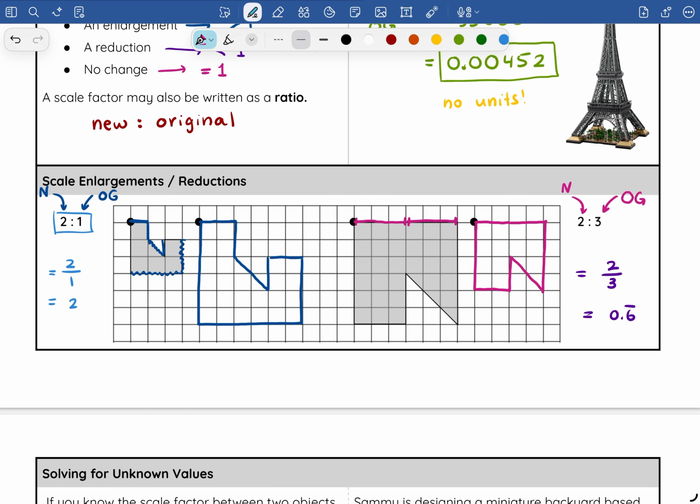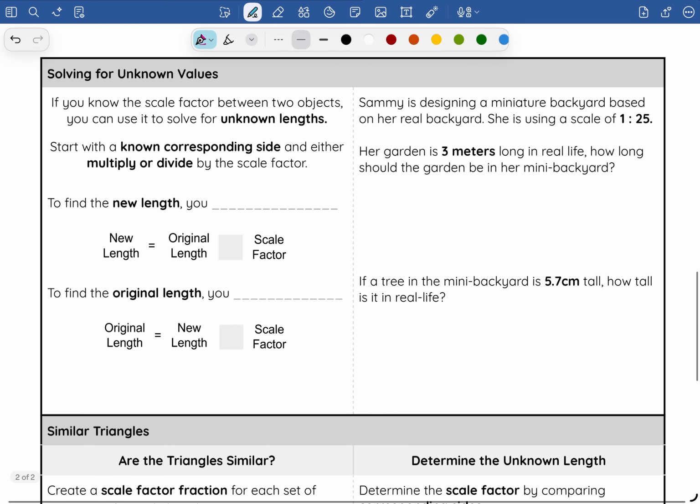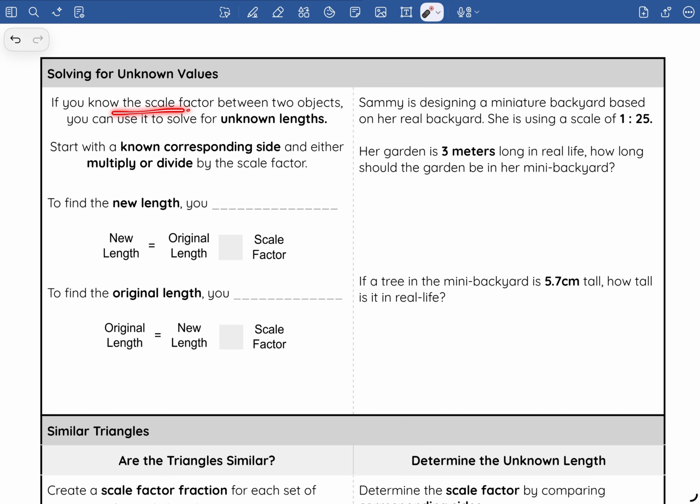Any questions from the front side of the page? Cool. Flipping it over, this is where we get to actually use scale factor to do some stuff for us. It's great that we can figure out the scale factor, but it's nice when it can help us do math. And really what we're thinking is, if you know the scale factor between 2 objects, you can use it to solve for some unknown lengths.